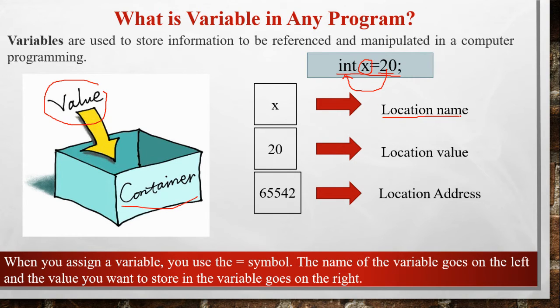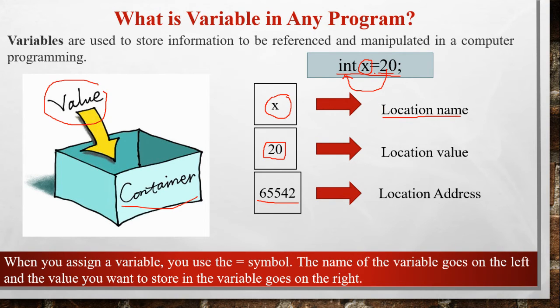First, what is the location name? Whatever the variable name is, that will be the location name. Then it will show us some location value which we have defined in our program, and until the compiler provides an address, that variable is not able to store any information. And if information is not being stored, then we cannot perform any kind of operation with that particular variable.